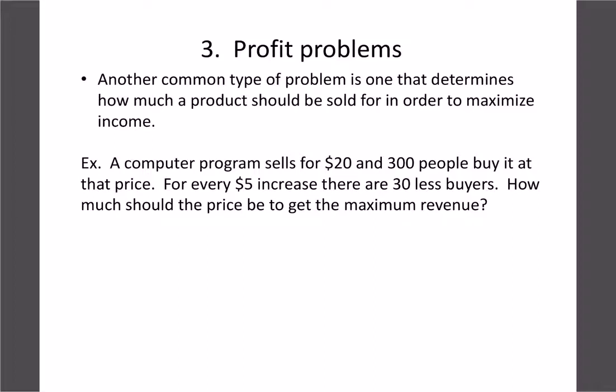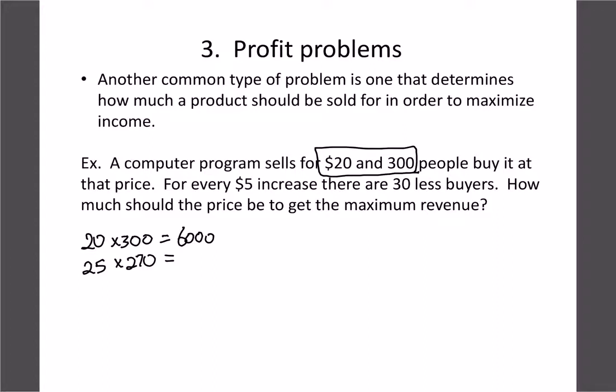Okay, our last type of question is what I call a profit question, and it's very similar to the area ones, except in this case you're setting up your equation a little bit different. So if we look at this scenario, we've got a computer program we're going to sell for 20 bucks, and we're going to get 300 people to buy it. So if you were the store, all you'd have to do is go 20 times 300, and that would give you $6,000 in sales. But now it says if we increase it by $5, so if we get $25, we get 30 less people. So we'd have 270 people buying the item at $25.